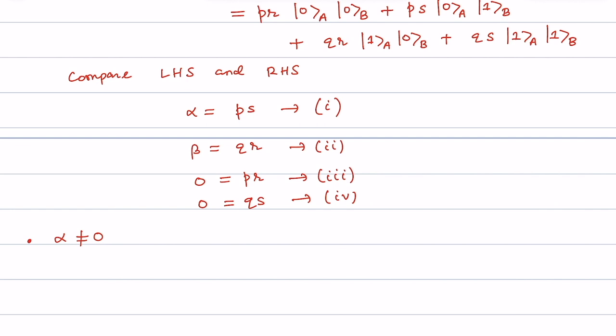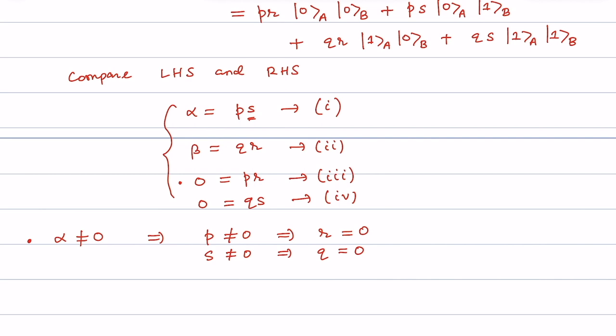If this is to be true and all these equations have to be satisfied, then we must have P cannot be equal to 0. Just look at this equation. If this is to be satisfied, P into R, so R has to be equal to 0, right? If equation 3 has to be satisfied, R has to be equal to 0. And also you see S cannot be equal to 0. So for equation 4 to be satisfied, we must have S is equal to Q is equal to 0, right? We must have Q equal to 0.